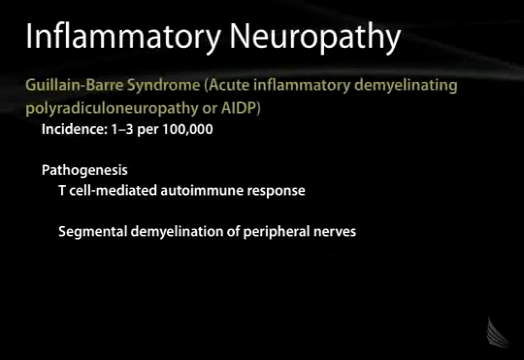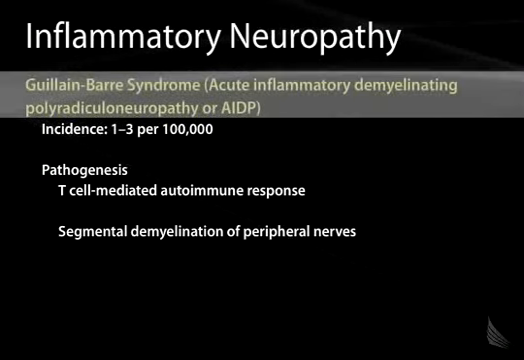The most famous inflammatory neuropathy is Guillain-Barré syndrome, also called acute inflammatory demyelinating polyradicular neuropathy, or AIDP. You can think of AIDP, or Guillain-Barré, as sort of like MS of the peripheral nervous system. There's demyelination of the peripheral nerves.